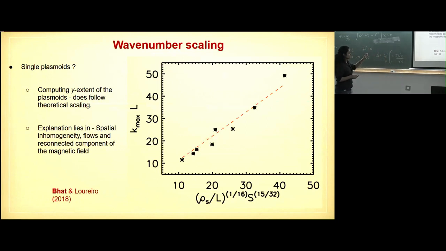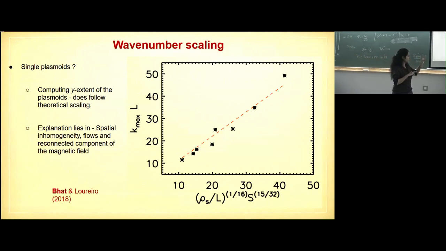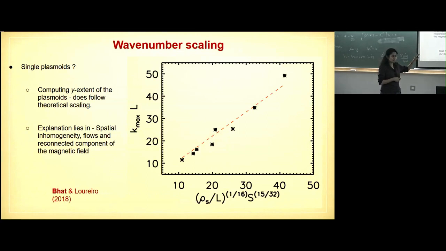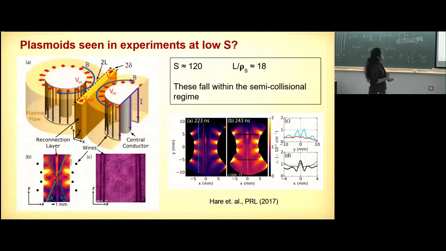But what we found is that if we look at the y extent of the plasmoid, which is another way to get the wave number, that actually scales as what the linear theory predicts. So that reassures us that we are in the semi-collisional regime. So we can ask now, have we seen these in experiments?